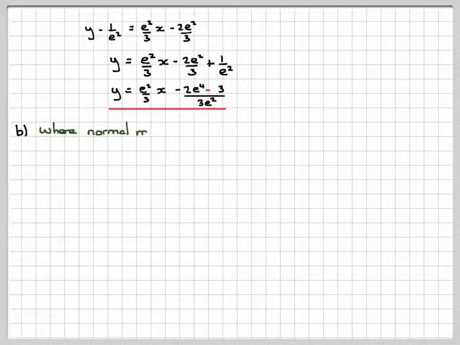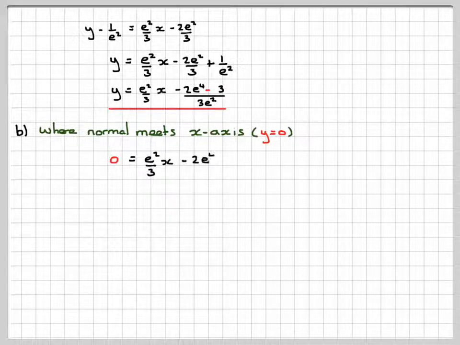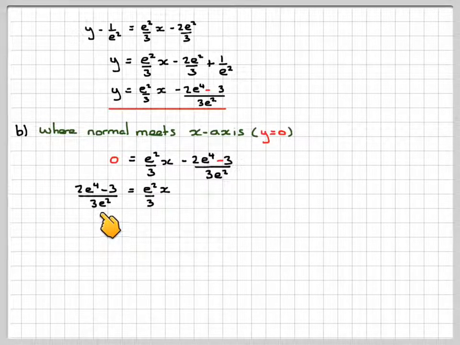So, where this normal meets the x-axis, the y-coordinate will be equal to 0. So we put 0 equal to e squared x minus 2e to the 4 minus 3, over 3e squared. We take this to the other side. So we get 2e to the 4 minus 3 over 3e squared is equal to e squared over 3 x. And then what we're going to do, we're going to multiply by 3. So that means that 3 will cancel with that 3. And we're going to have e squared times e squared, which is e to the 4.